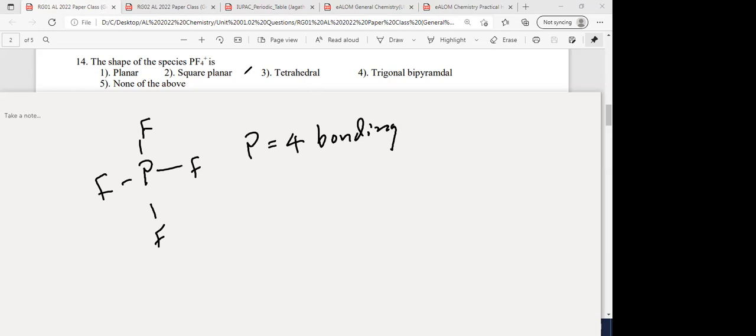Remember in the exam, if they give just the shape of the molecule, then it's molecular geometry. 4 bonding pairs, 0 lone pairs around phosphorus.